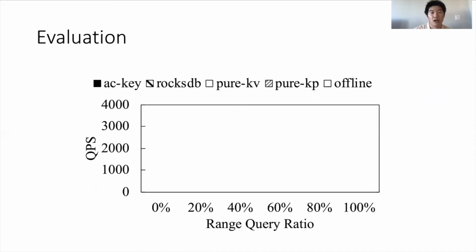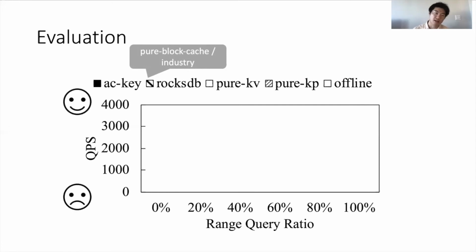Here we have four other competing schemes. RocksDB is an industry solution. We use the off-the-shelf RocksDB, and by default it is the pure block cache configuration, so we just use it as is. Besides this, we also have the pure key-value cache baseline and the pure KP cache baseline. And we also have this offline scheme, which tries out different combinations of block, KV, and KP at 1/10 of the granularity and picks the winner.